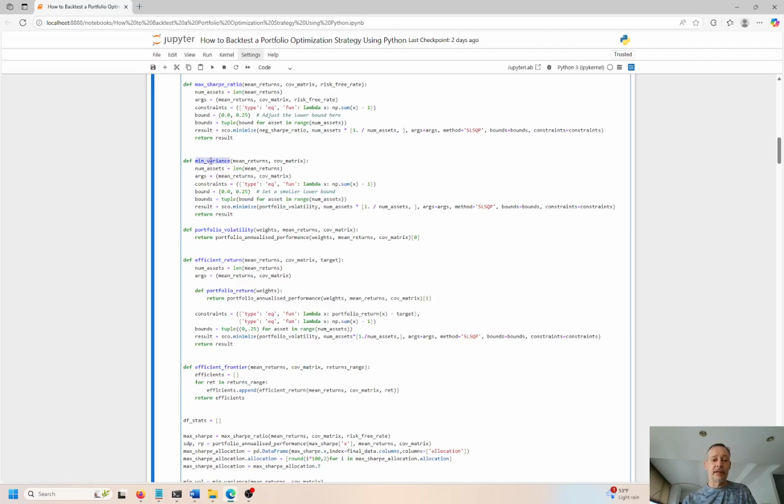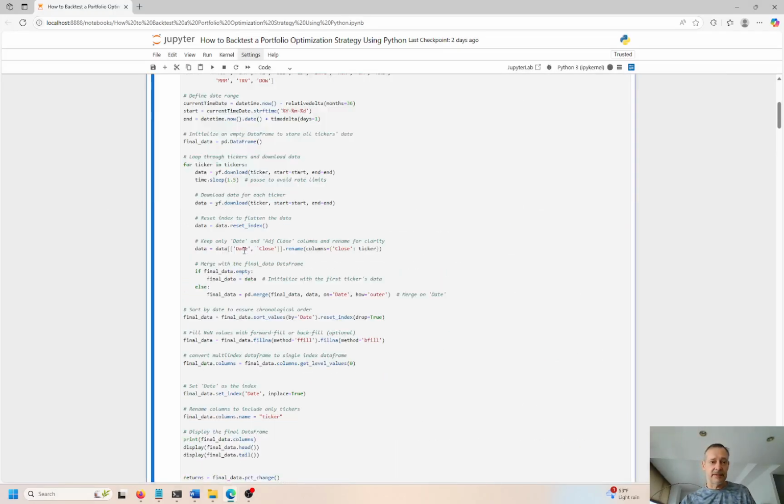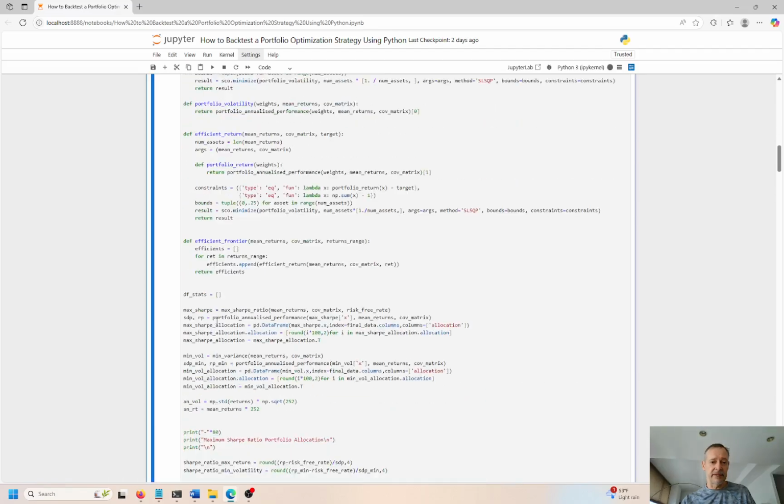So minimize the variance of the portfolio. That's the mean return and the covariance matrix. We will also create a function for portfolio volatility. This includes the weights and the mean returns. And let me just kick this off because this does take a couple of minutes to run. It's running now. Yeah, it's running. I see the hourglass. Okay.